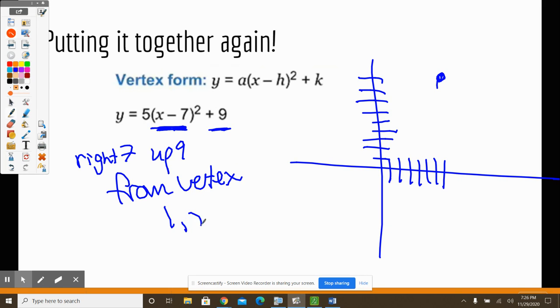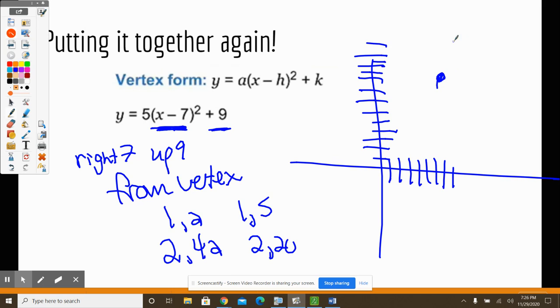Now from there, I'm going to do the 1a, 4a. So a is 5. So I'm going to go over 1, up 5, over 2, up 20 from my vertex. So over 1, up 5. Symmetry is beautiful. And then the other one's going to be even thinner than that. I don't have room to do it. Okay. So that's how you graph it. It's called speed graphing. Vertex form is so easy to graph. 7, 9, then your stretch factor.